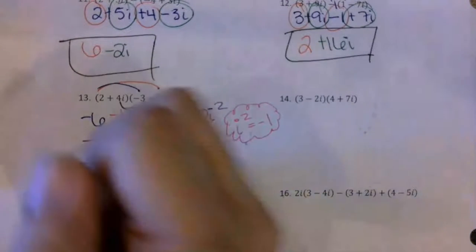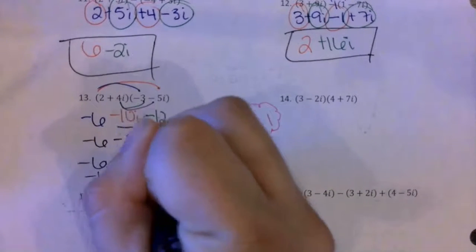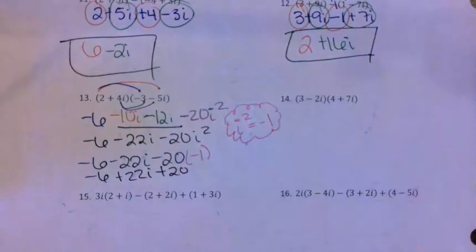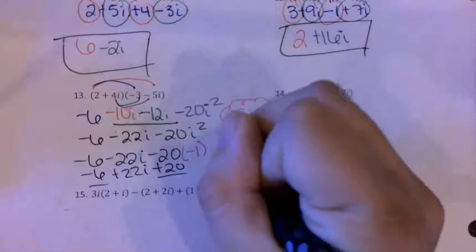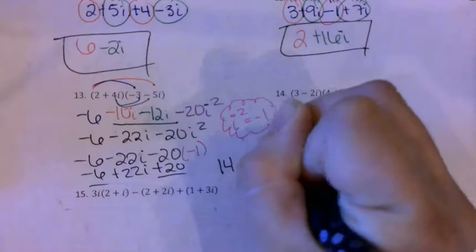Okay, so then I have negative 6 plus 22i plus 20. So now I have two real numbers that I need to combine together, negative 6 and positive 20, which gives me 14 plus 22i.